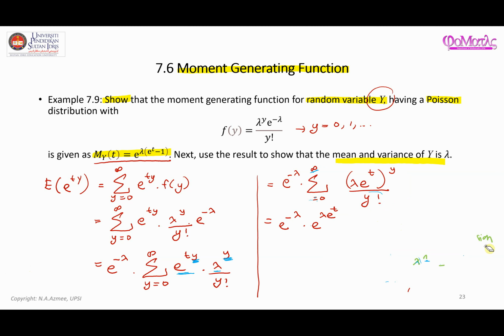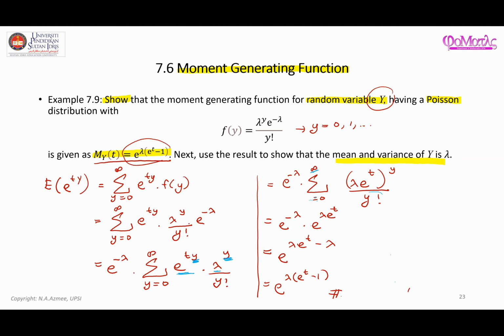So now what we are left with is we just need to simplify the expression that we have here, and if you simplify that, this becomes e to the lambda e to the t minus lambda. So this is how we can write the expression above here, and you can factor lambda out: e to the lambda times e to the t minus 1, and this is the result that we are required to demonstrate. So that's it for the first part.